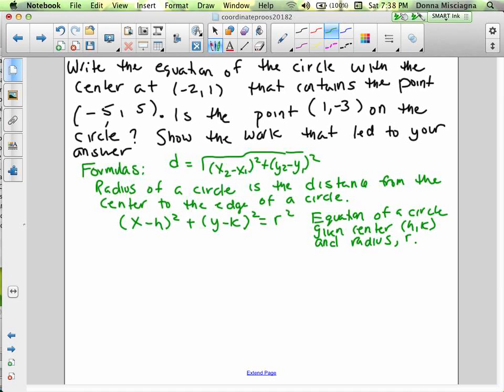So notice how similar those two are. And so if we just squared both sides, we'd get rid of that square root. And that's because a circle is all the points that are the same distance away from the center. So there's our formulas. Now let's do the work.